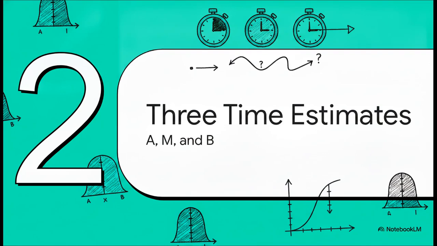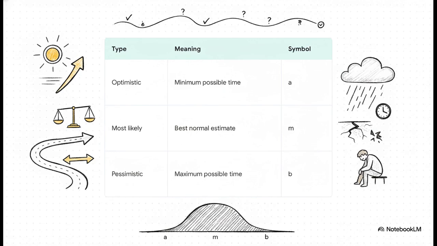Moving on to Section 2, the 3 time estimates. Because we don't have fixed times, PERT requires us to make 3 separate estimates for every single task. First up is the optimistic time, usually represented by the letter A. This is your absolute best-case scenario if everything goes perfectly. Second is the most likely time, or M, which is your best guess under normal, everyday conditions. And finally, the pessimistic time, or B. That is the maximum possible time if things go horribly wrong. By defining the best, worst, and most likely scenarios, we establish a really solid, realistic range of reality.